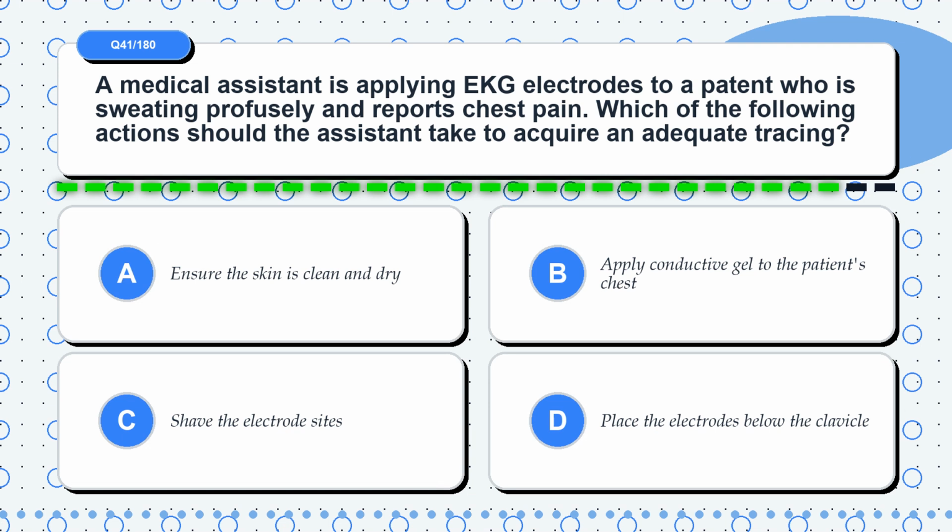Question 41. A medical assistant is applying EKG electrodes to a patient who is sweating profusely and reports chest pain. Which of the following actions should the assistant take to acquire an adequate tracing? Here are the options. Option A, ensure the skin is clean and dry. Option B, apply conductive gel to the patient's chest. Option C, shave the electrode sites. Option D, place the electrodes below the clavicle.